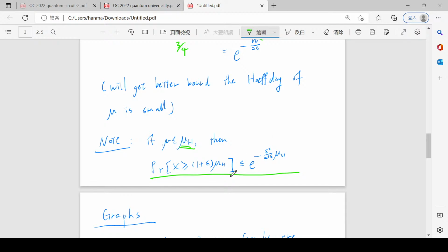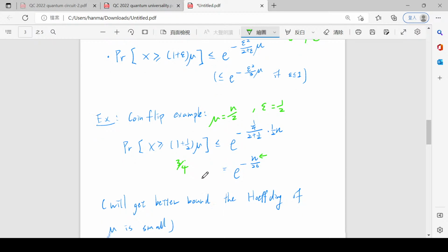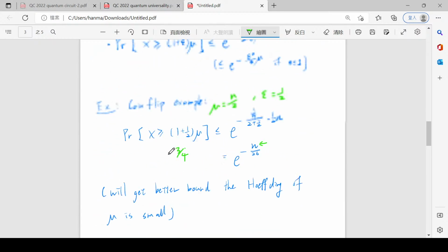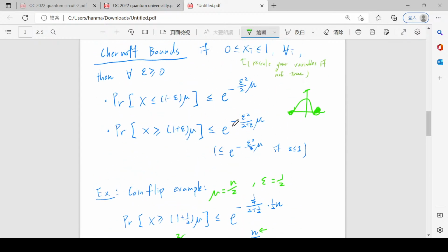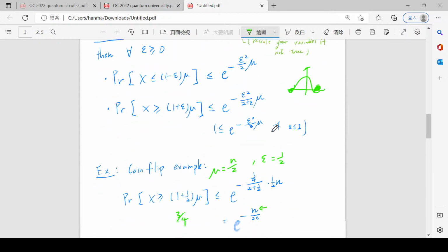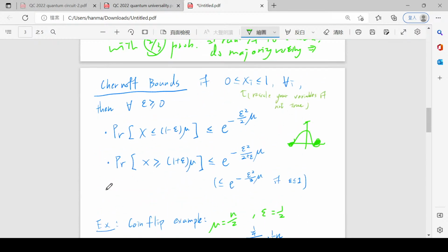So this is not black box obvious from here, because although this probability will be smaller than this probability, this number is actually not bigger than this number, because you are super small. But anyway, this is true. So you can use this Chernoff bound a little more leisurely. Okay.